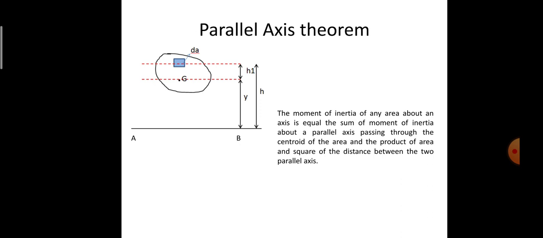Here, first moment of area is defined as the product of area into perpendicular distance with reference to some axis. So that is the first moment of area. Whereas in the case of the moment of inertia, it is the moment of first moment of area, also called the second moment of area.